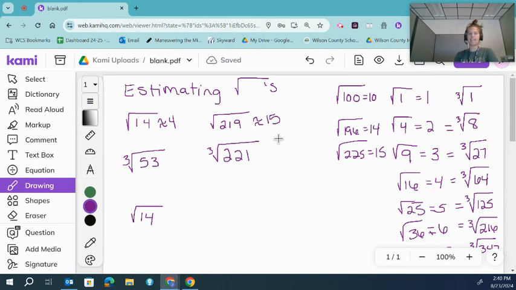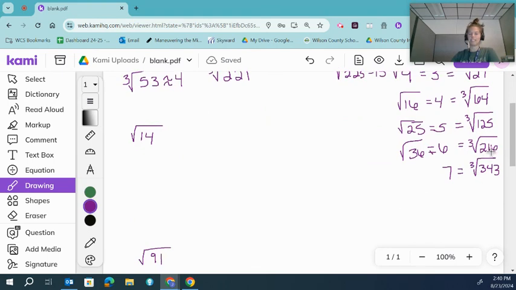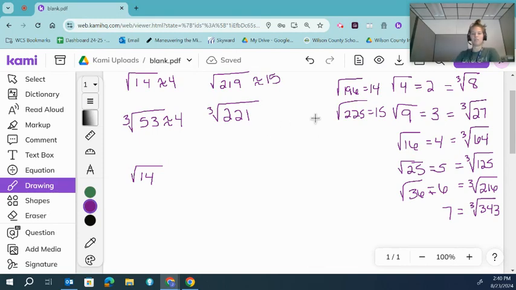Again, same thing with your cube roots. The cube root of 53 is going to fall between the cube root of 27 and the cube root of 64, which means it's between 3 and 4. And 53 is closer to 64 than 27, so it's going to be closer to 4. The cube root of 221 falls between the cube root of 216 and the cube root of 343, which is between 6 and 7. And 221 is closer to 216 than 343, so that is going to be approximately 6.